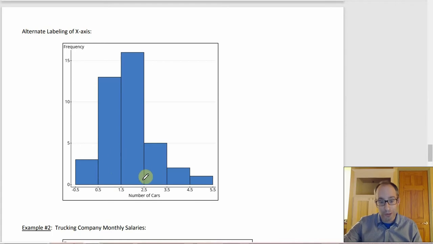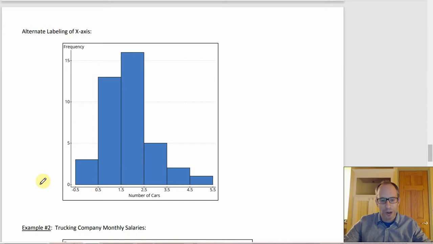Halfway between 2 and 3 is 2.5. That's the boundary between the 2 bar and the 3 bar and so forth. It looks weird to have a negative 0.5 over here on the other end, considering that a negative number of cars owned is not really a possible value, but to go with the way the rest of this is set up, to keep the same width, that's the number that ends up there. So it looks weird, but it's actually fine.